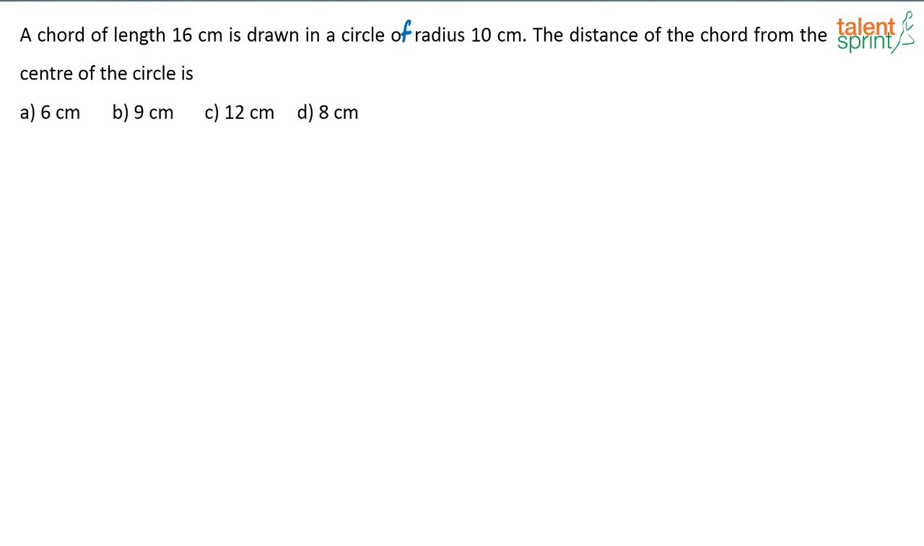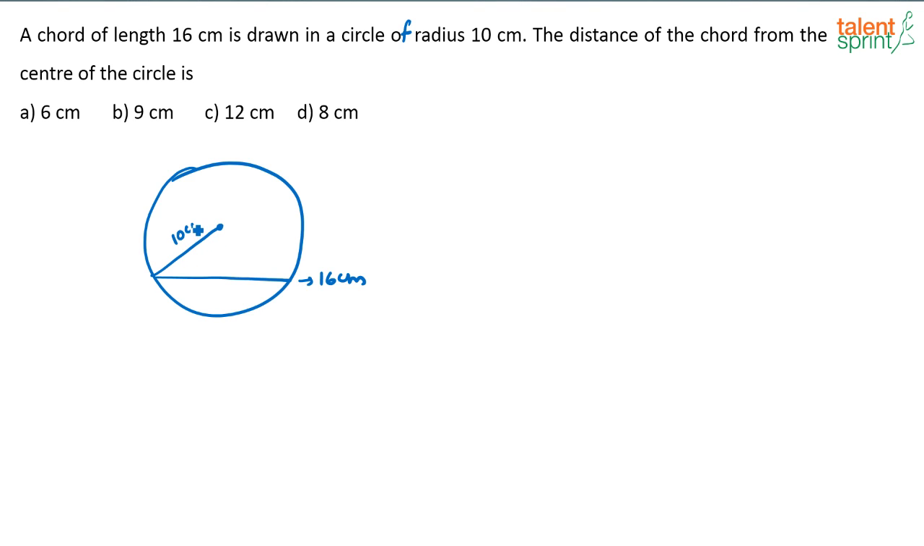So, what is given here? Let me just draw whatever is given. A chord of length 16 centimeter. Okay, there is a chord of length 16 centimeter, drawn in a circle of radius. There is a circle, center of the circle, and the radius of the circle is 10 centimeter.